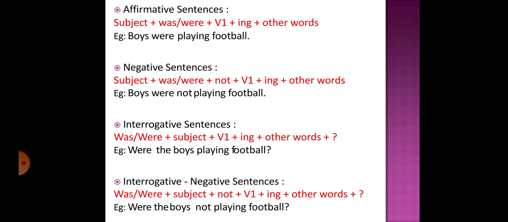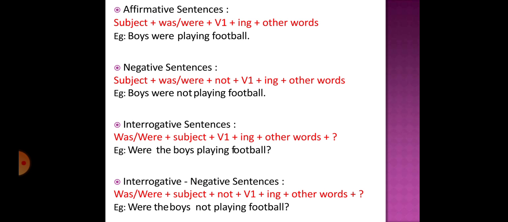Moving on to the interrogative sentence. In the interrogative sentence, the helping verb was or were is put before the subject everywhere. This is by default. Was or were plus subject plus verb plus ing plus other words plus question mark. The question mark over here is again very important. That shows interrogation. Were the boys playing football?